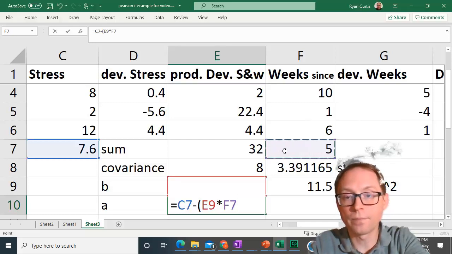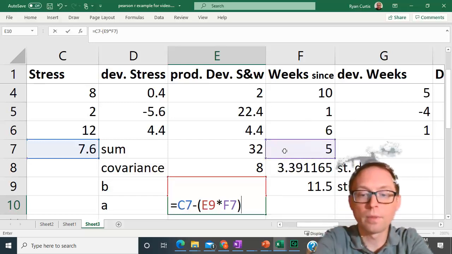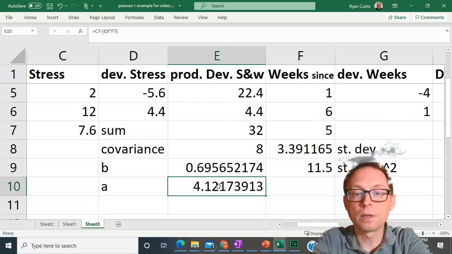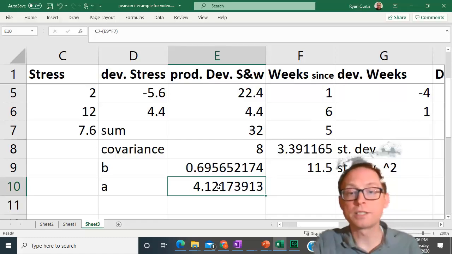Remember 3.39, that was the standard deviation. So I've got 7.6 minus b, the slope we just barely got, which is like 0.65, whatever it is, times 5. This is going to give us the y-intercept, 4.12.